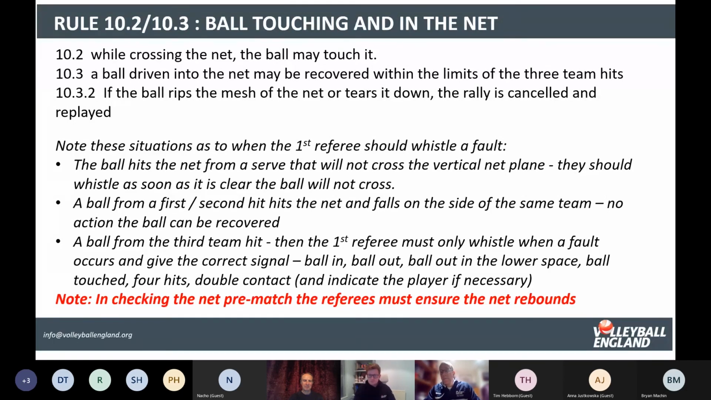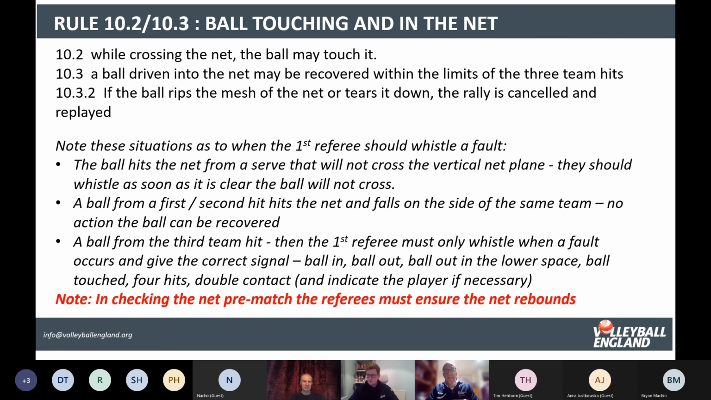And this again we'll come back to when we talk about interference, because there is a situation with player contact with the net that is linked to this particular part of this rule. And then the final one: if the ball rips the mesh of the net or tears it down, the rally is cancelled and replayed. I suspect that's been in the rules ever since maybe 1896. And I doubt whether it has happened in the last 50 years or so, but it could do somewhere, so we shall see.